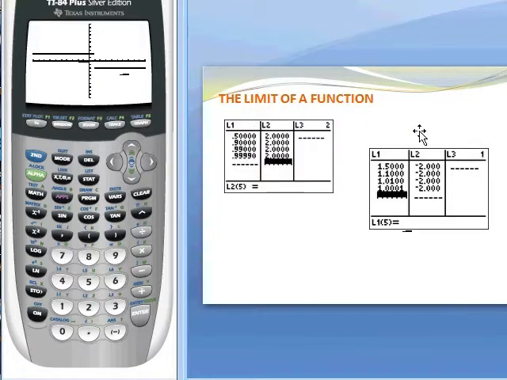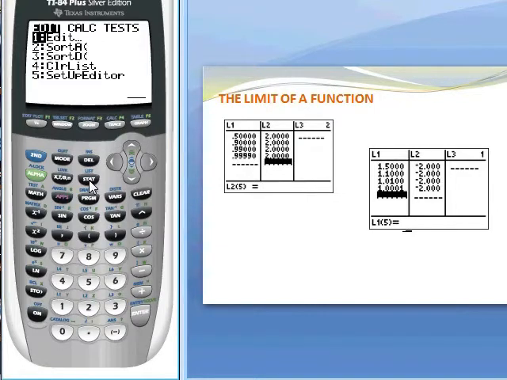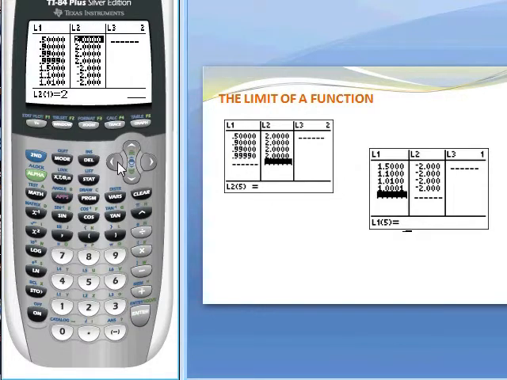Now let's look at this same thing in the table feature. You go stat, edit, and you can enter what's happening. For all the x's that are less than 1, I'm going to enter 2. So I take some points, 0.5, 0.9, 0.99, approaching 1 from the left. You enter those values, and you enter 2. Makes perfect sense. Now I approach 1.5, and that is negative 2. So you approach it from the right, and you have negative 2.